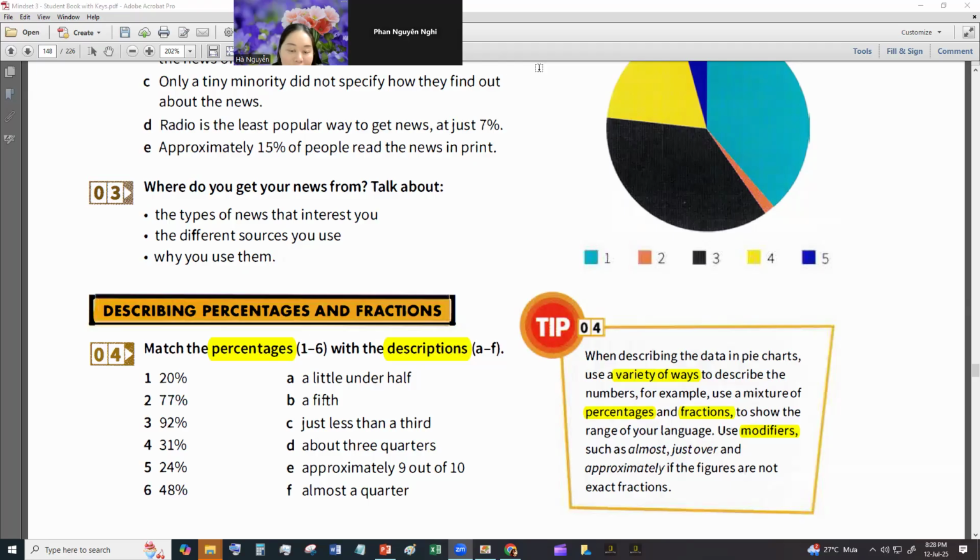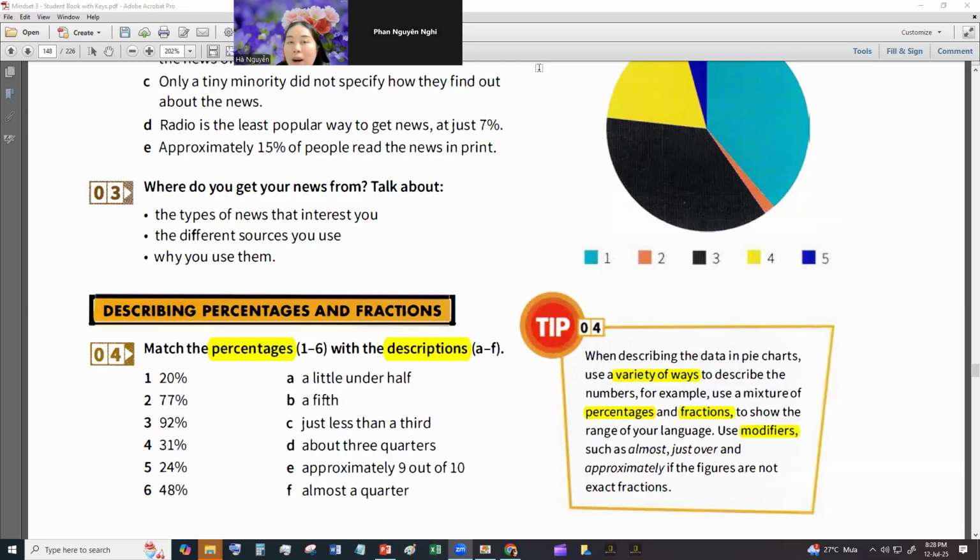So what is around a third, please? Is around 33%. Very good. Well done. 24%? Almost a quarter. Good job. So a quarter is 25 and this is 24. So almost. And 48%? A little under half.